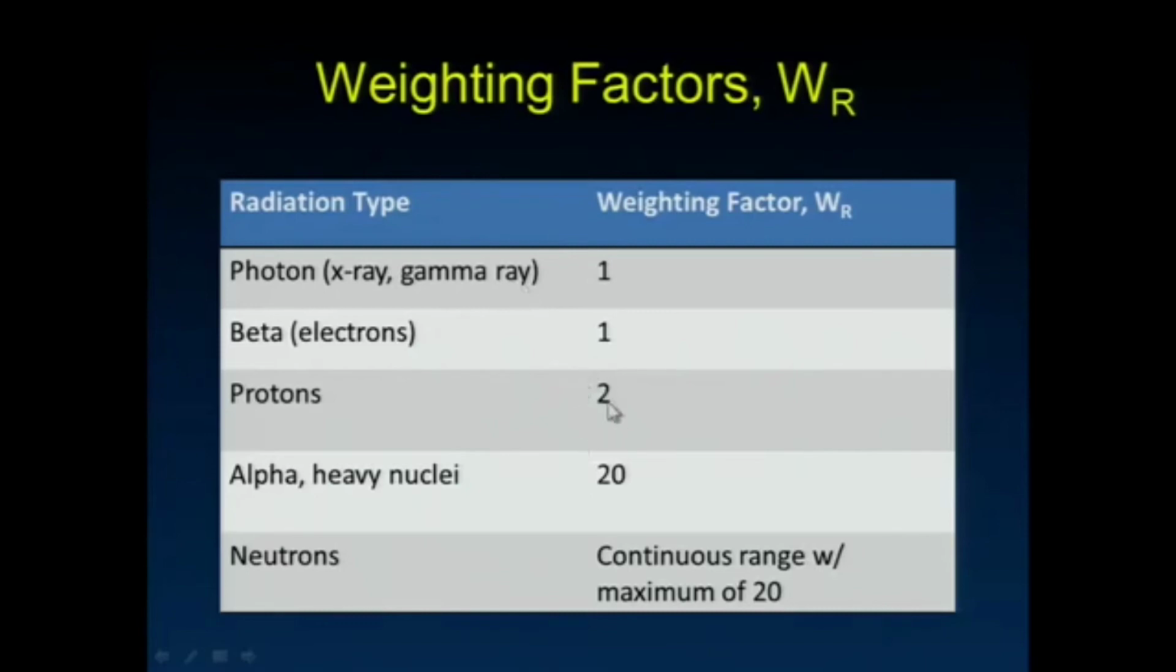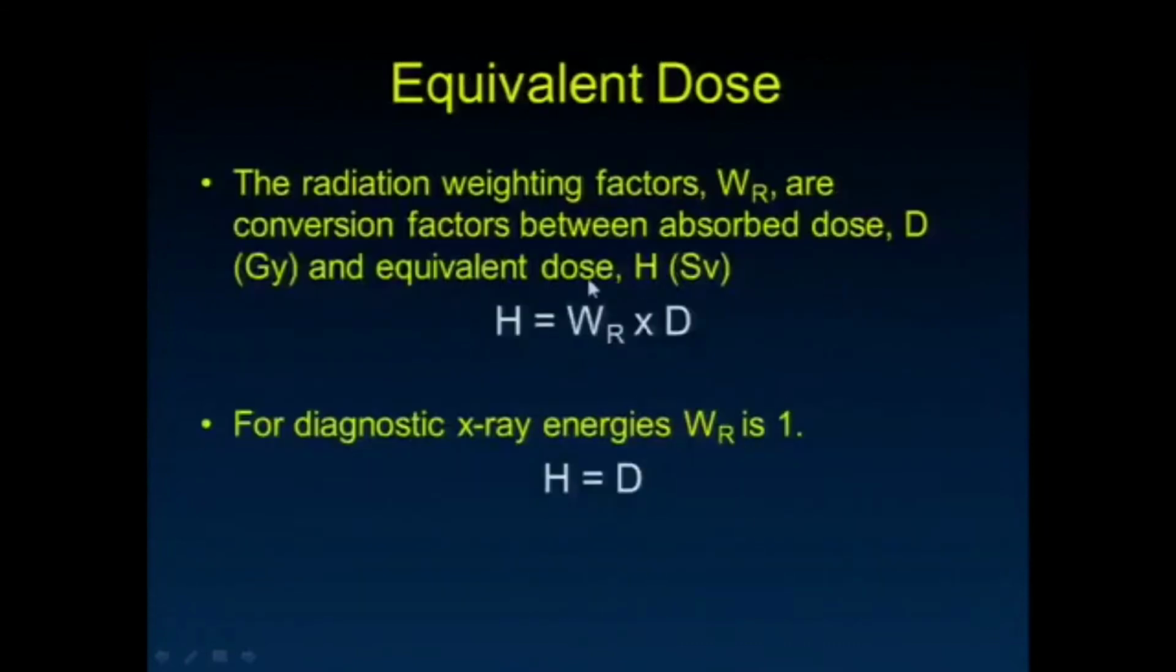Protons, because they're more massive and have the same charge as an electron, have a slightly higher weighting factor. Alpha particles, right, 2 protons, 2 neutrons, quite a bit more massive, a bit more charge, have a much higher weighting factor. Neutrons are a more complicated issue, and I'm not going to get into those, but I just wanted to show those weighting factors. So now, if we know what our absorbed dose was, and we can apply the appropriate weighting factor to that, we'll get the equivalent dose. So for us, for diagnostic X-ray energies, that weighting factor is a 1, so that really becomes a little bit of a non-issue. So now we've accounted for the type of radiation that's depositing within the tissues.